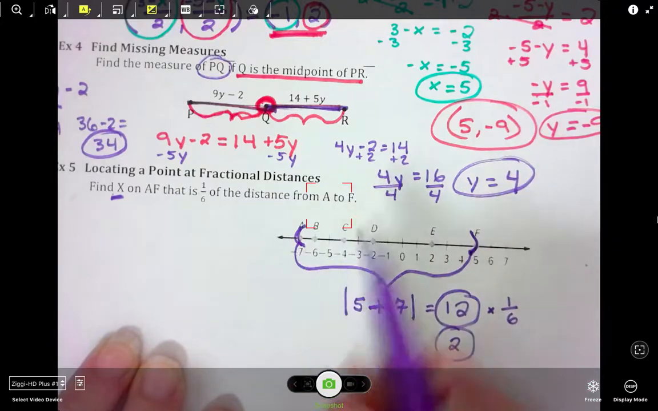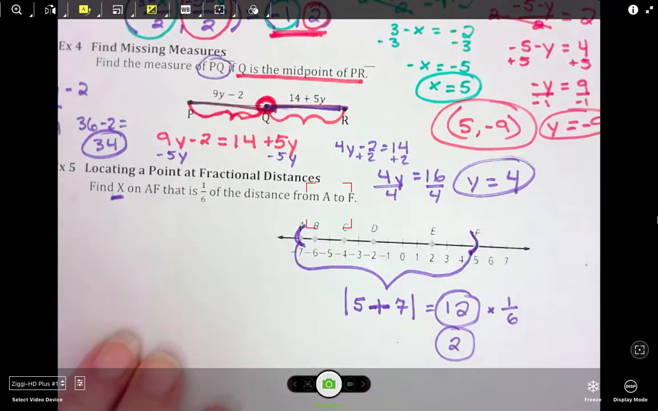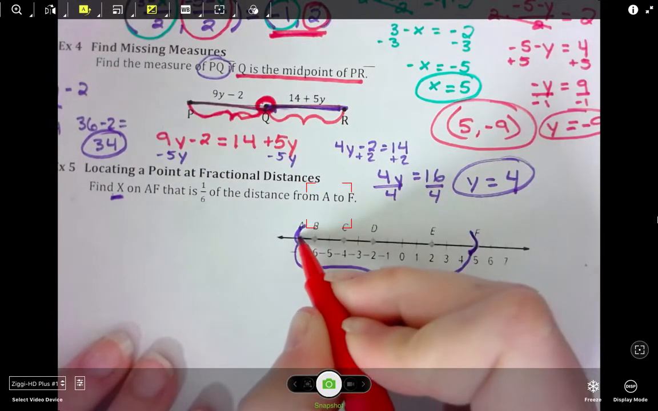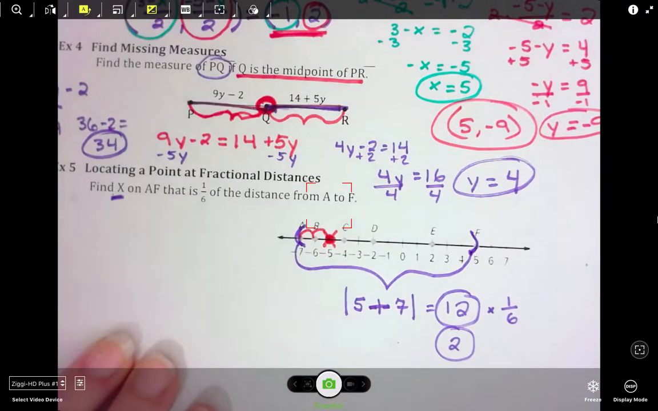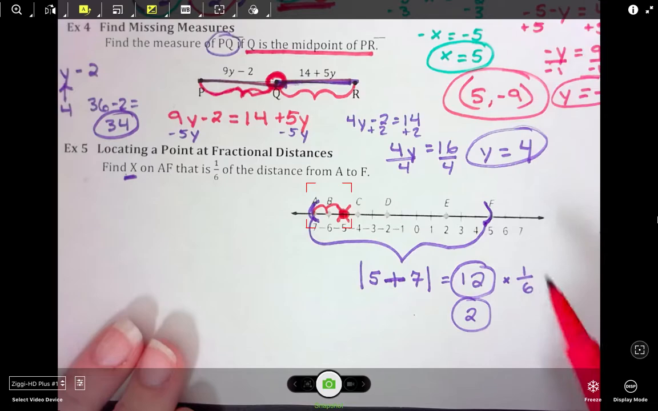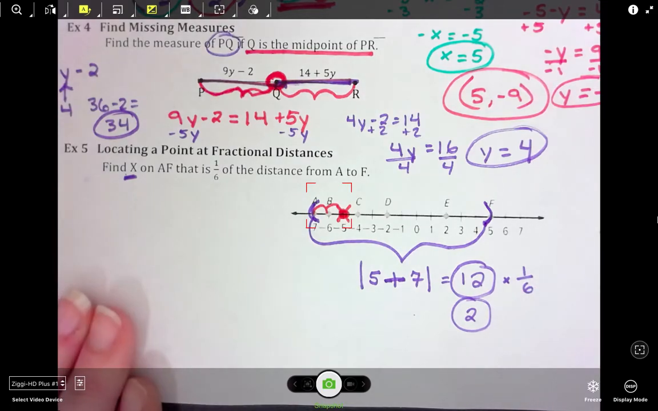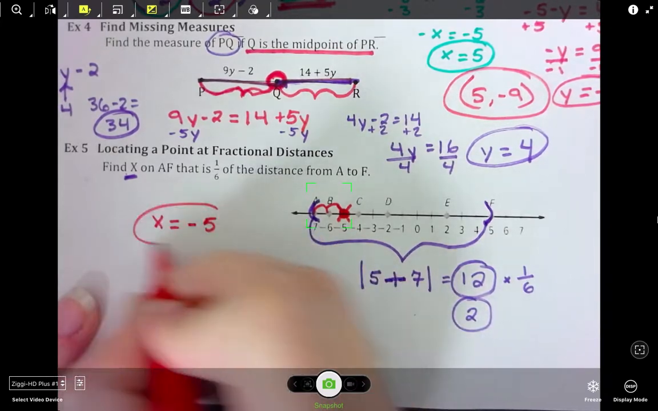So I'm only going 2 units away from A to plot where X is. 2 units away from A would be 1, 2. X is going to be located right here at -5. Okay, so find the entire distance and then multiply that by the fraction that you want and locate your X there. So X is going to be on the point -5.